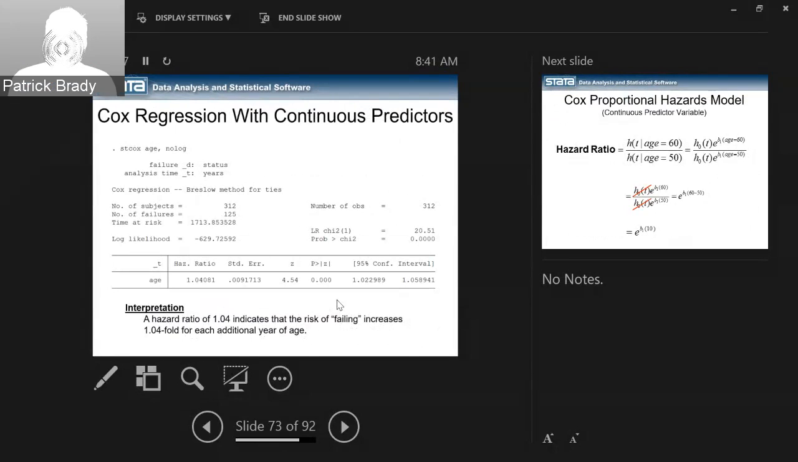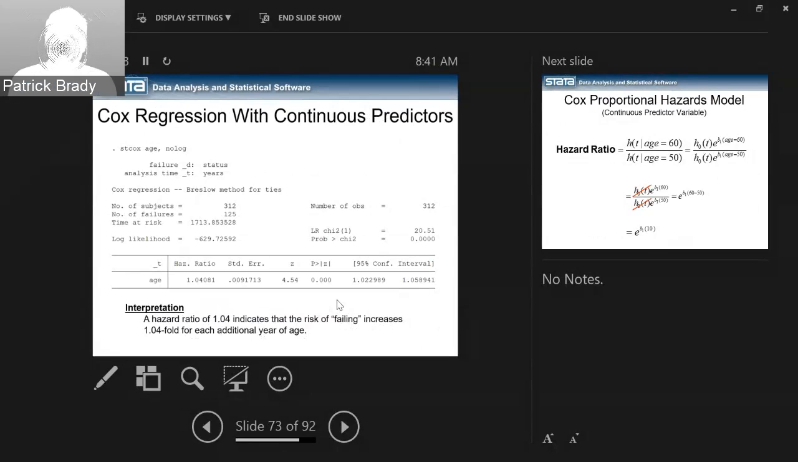Okay, so continuous predictors. Binary predictors are easy. What are we going to do with continuous predictors such as age? So if I run my Cox model using age treated as continuous, I get a hazard ratio of 1.04. And my interpretation of that would be a hazard ratio of 1.04 indicates that the risk of failing increases 1.04-fold for each additional year of age.